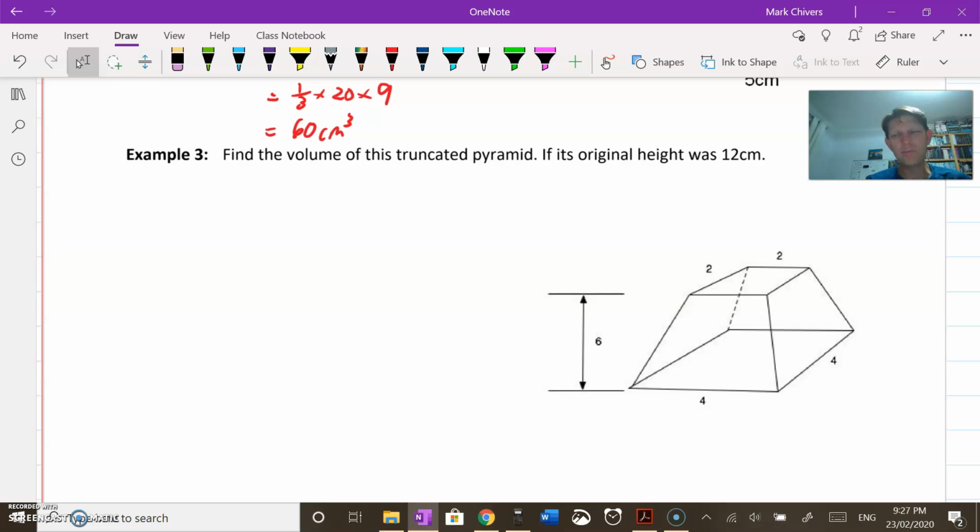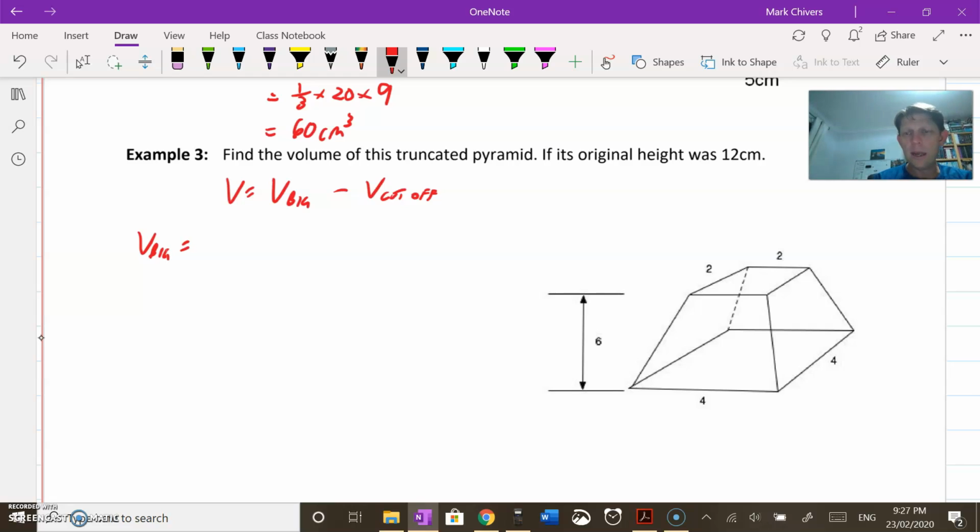It's not a prism, it's not a pyramid, there's no real formula for what's been left over. So what we might do is work with this idea that the volume equals the volume of the big pyramid, take away the volume of the cut off bit. Something like that. But let's first work out what the volume of the big pyramid would have been.